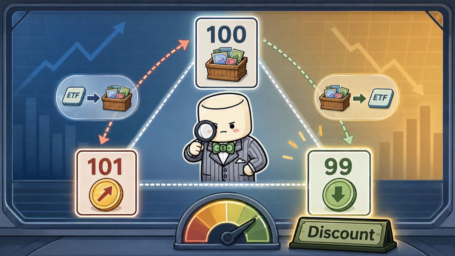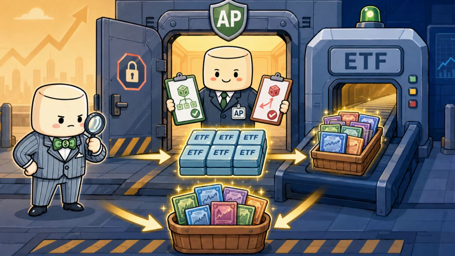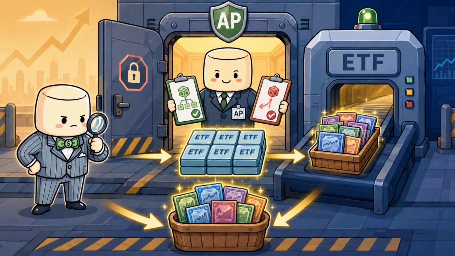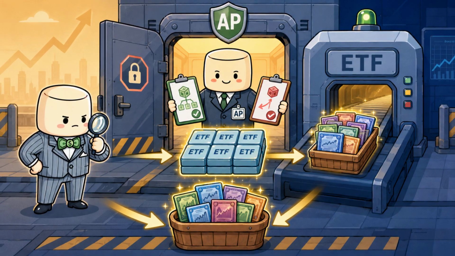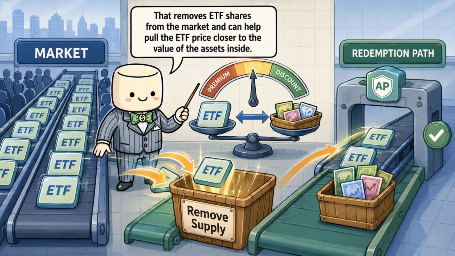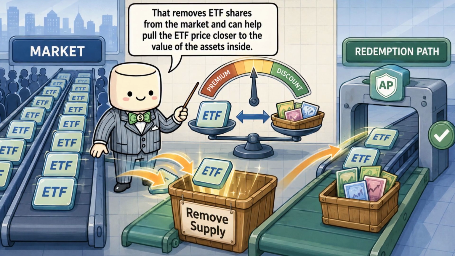If an ETF is trading at a meaningful discount, the flow can work the other way. Market participants may buy the cheaper ETF shares, and an AP may redeem a creation unit with the ETF and receive the underlying basket. That removes ETF shares from the market and can help pull the ETF price closer to the value of the assets inside.